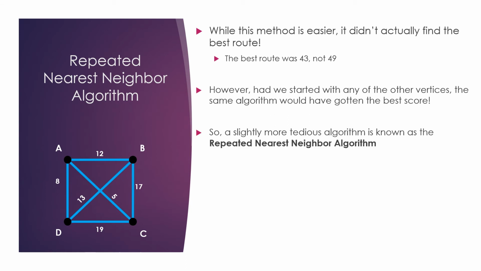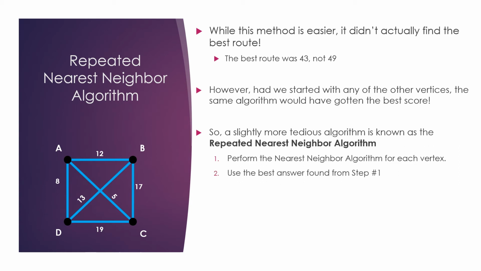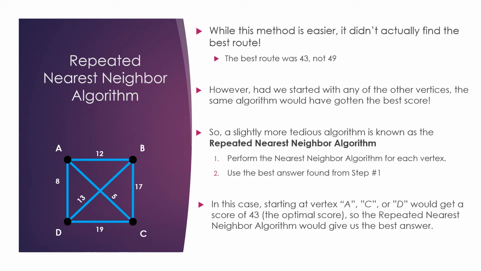So we have a slightly more tedious algorithm. It's known as the repeated nearest neighbor algorithm, where you repeat the nearest neighbor algorithm for every vertex. Then you pick the best answer, and you're done. In this case, it turns out that picking A or C or D would have gotten you a score of 43, which was the optimal score we checked. So the repeated nearest neighbor algorithm gets you the best possible answer. Not always, it just happened to work in this case. This is not guaranteed by any means.